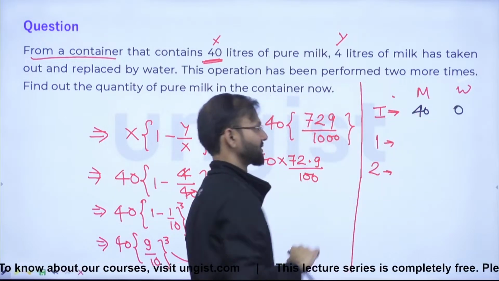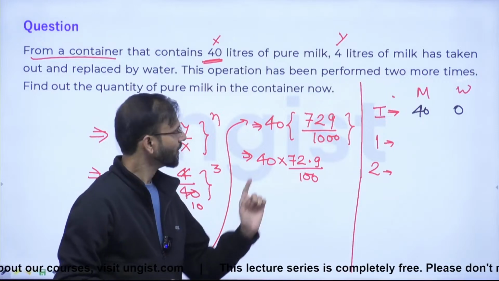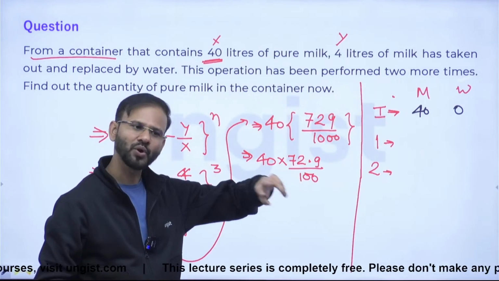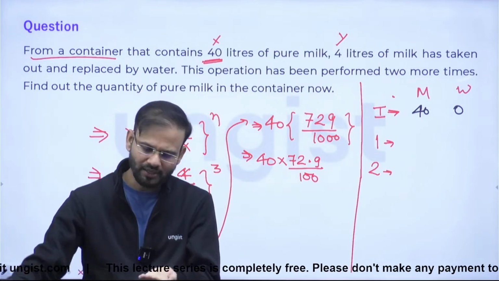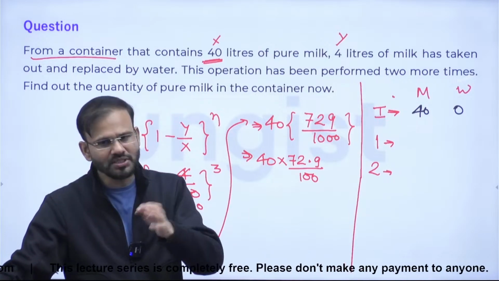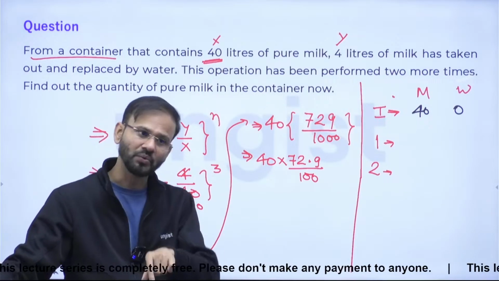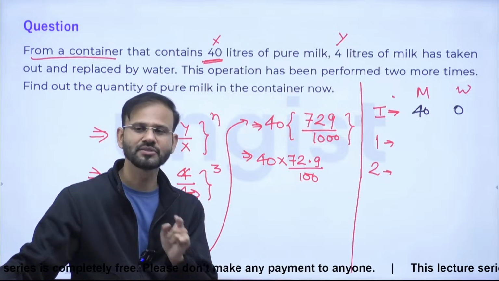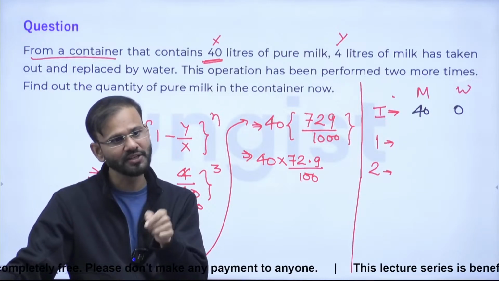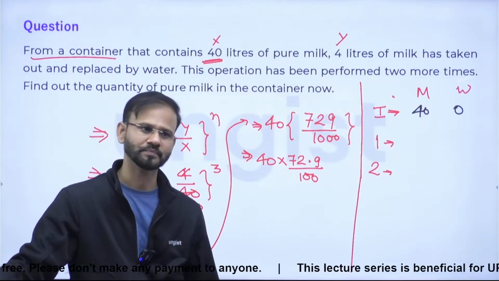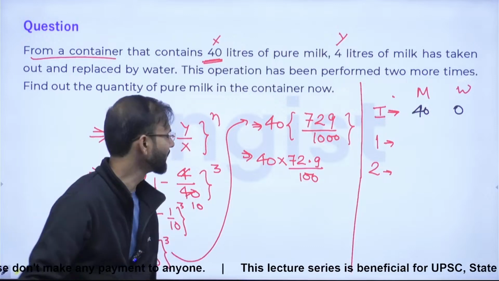Guys, initially this was the situation. Yes or no? Yes. After the first operation, what happened? 4 liters of milk has been taken out and it was replaced by water. It means now we have 36 liters of milk and 4 liters of water in the container after the first operation. Guys, it is clear, right?